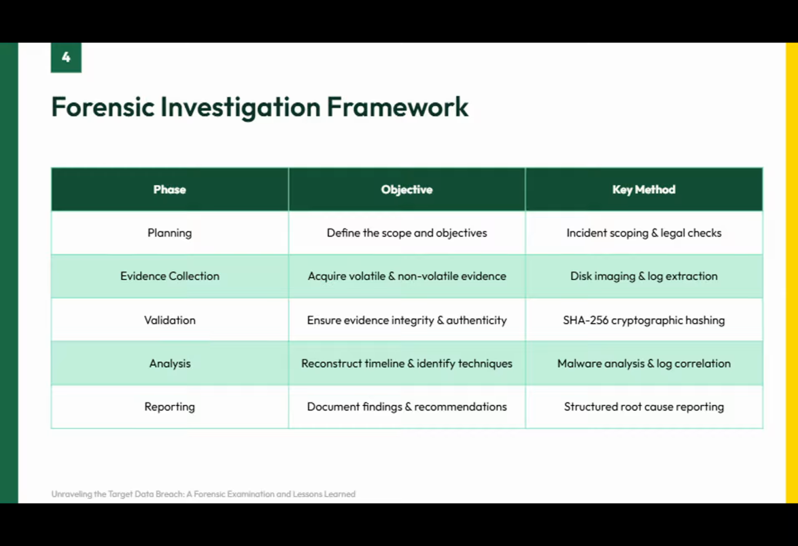The first phase is planning, and the objective of planning is to define the scope, with key methods like incident scoping and legal checks. The second phase is evidence collection. The objective is to acquire volatile and non-volatile evidence, and the methods are disk imaging and log extraction. And the third phase is validation, which is ensuring evidence integrity and authenticity, and the method can be SHA-256 cryptographic hashing.